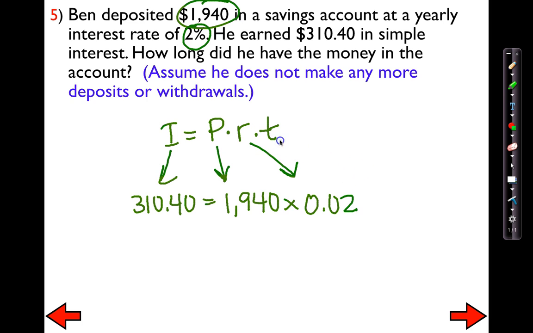Do I know the time? The answer is no. In fact, that's what they're asking me. It says, how long did he have the money in the account? So I'm going to go ahead and leave that as T. So I'm going to now go ahead and clean this up for you real quick.